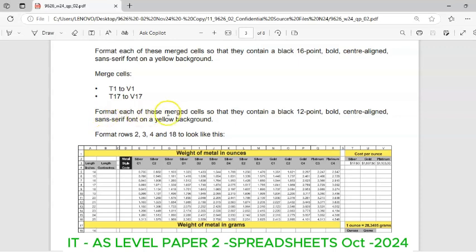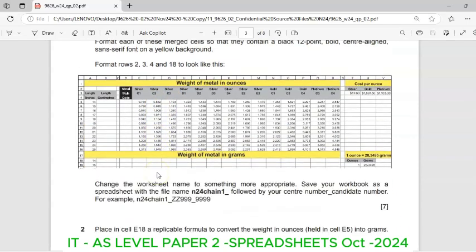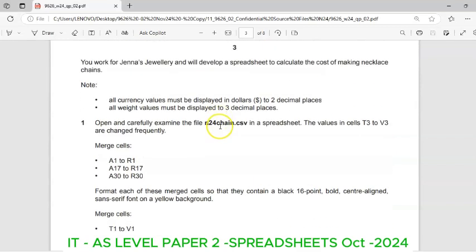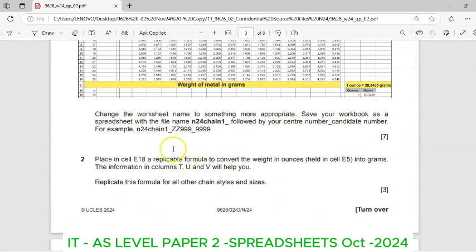Then format each of the merged cells to contain a black 12-point bold center-aligned sans serif font on a yellow background. Those are the additional formatting that is required. On top of that, the file has to be saved as an Excel workbook. Since you are given a CSV file, it has to be changed to an Excel workbook.